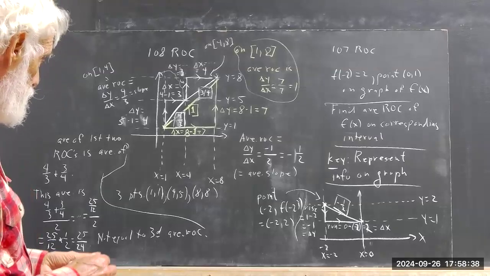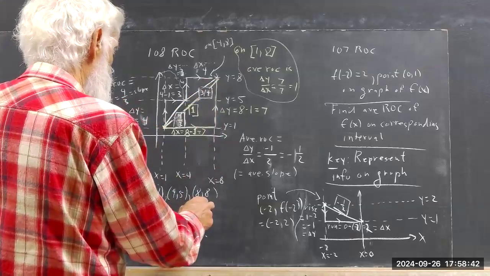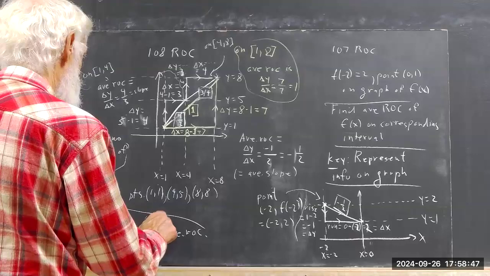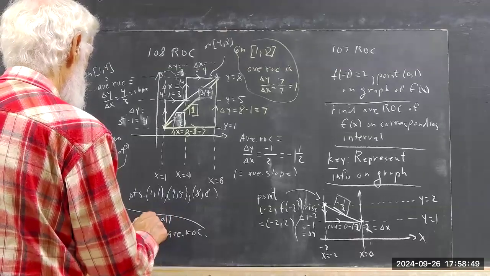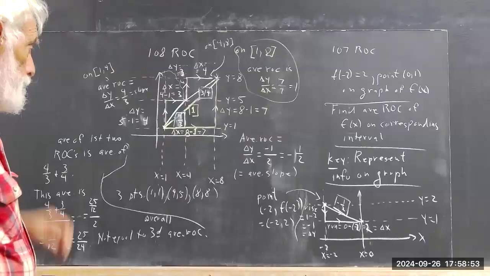It's not equal to the third average, to the overall average rate of change, let's say. The third average rate of change, the average rate of change that you calculate last between the first and the last point. That's the overall rate. Okay. So they're not equal.